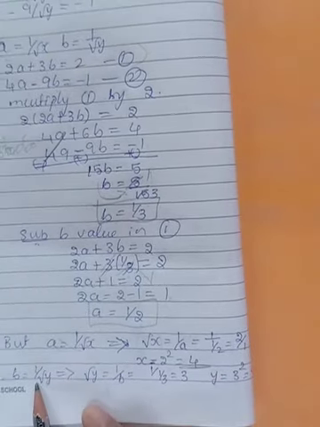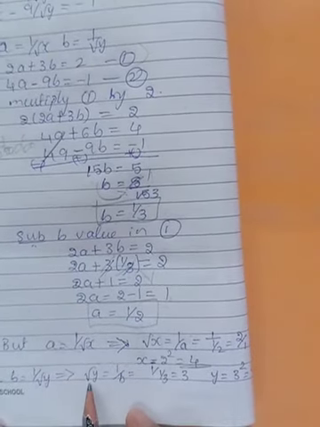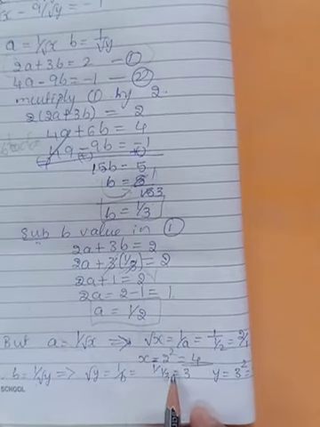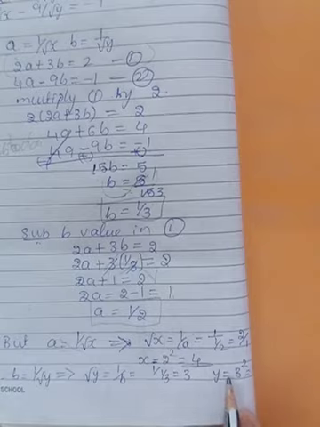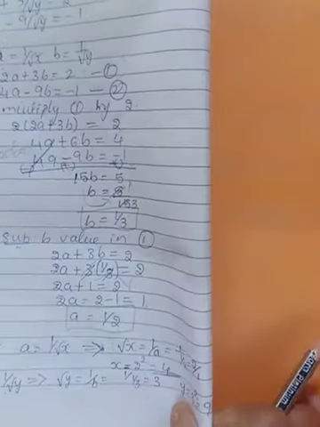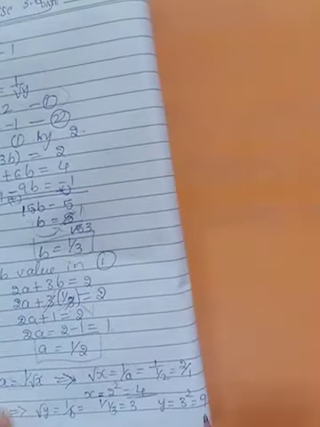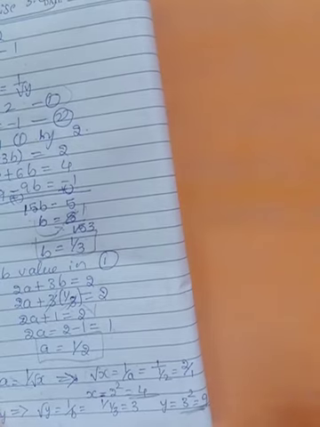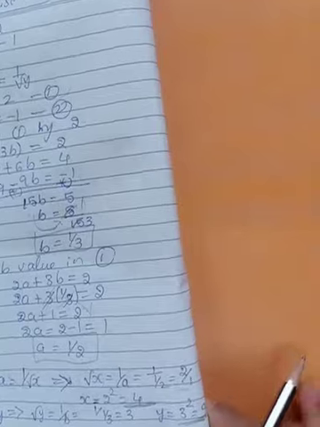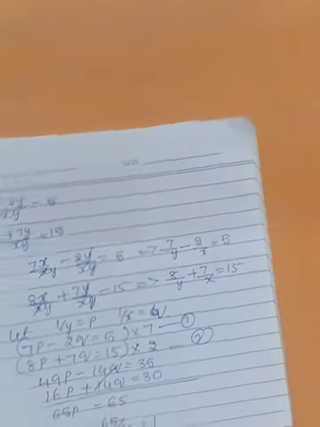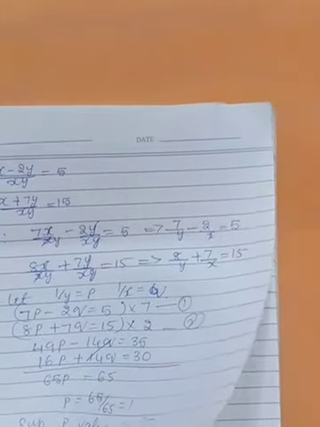The same way, b is 1 by root y, whereas root y is equal to 1 by b, which is 1 by 1 by 3. 3 will go up. Okay, 3 square you are getting. So 3 square value is what? 9. So the y value is 9 and the x value is 4. Got it? Now we will move to the next problem.